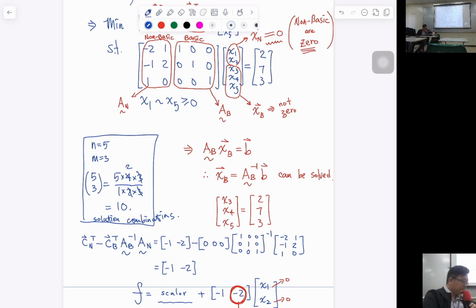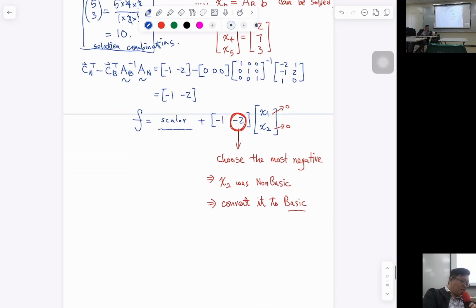Okay. Now, we already know x2 is going to change its role from non-basic to basic. Now we're going to pick up one of the basic variables and convert it to non-basic. And we're going to tell you what to do next.